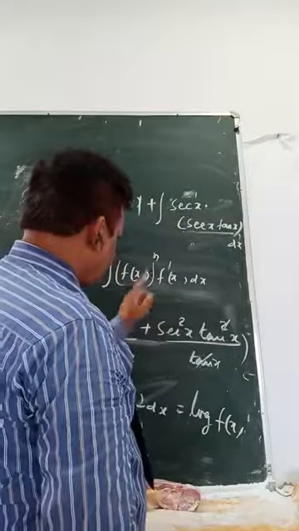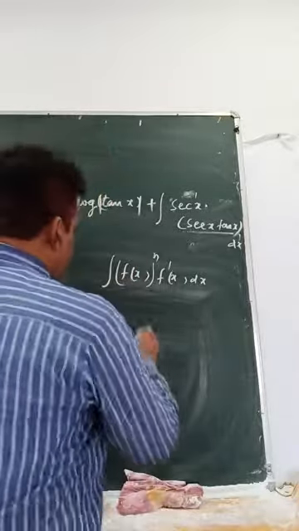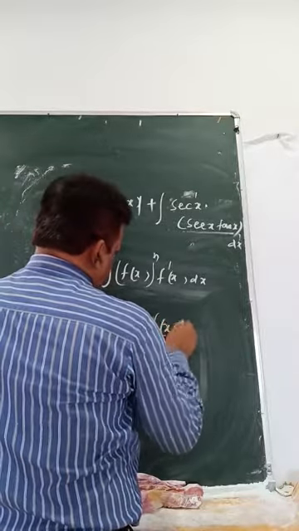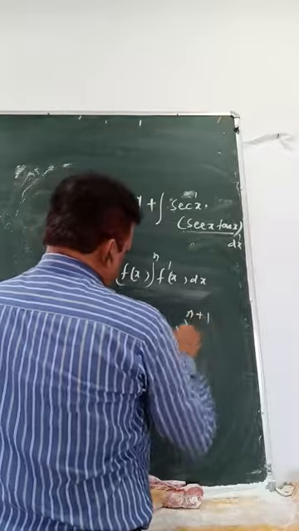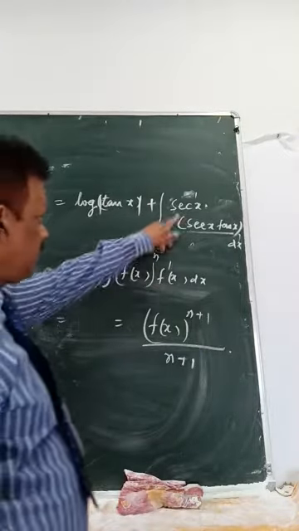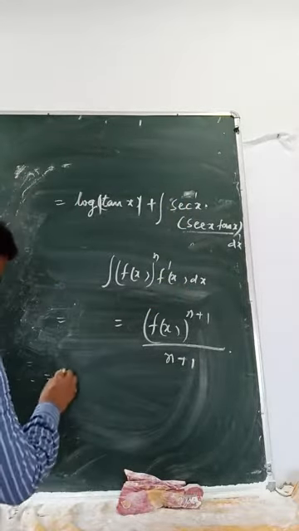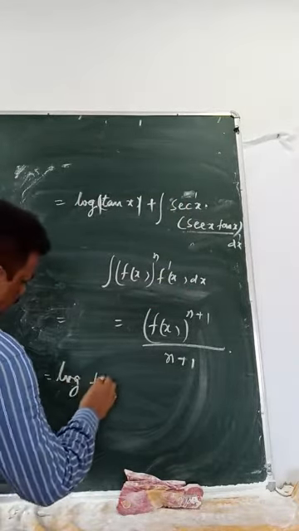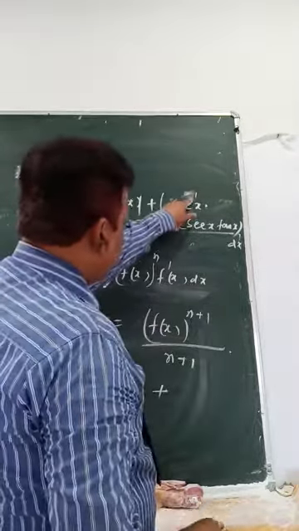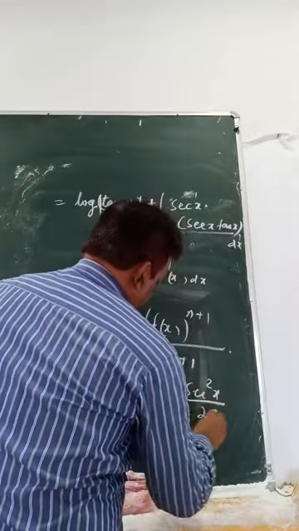So what is the formula of this? The formula is f x to the power n plus 1 by n plus 1. So n plus 1 you got here. What is n? 1. So that is log tan x plus sec power is 1, sec square x by 2 plus constant.